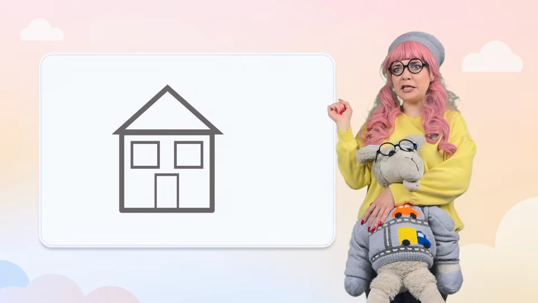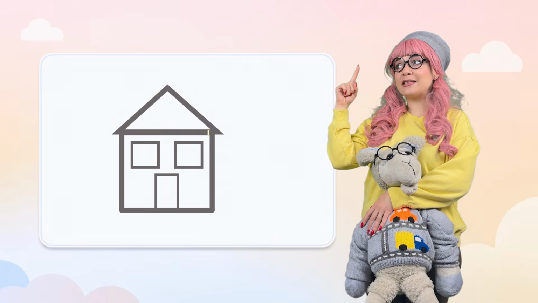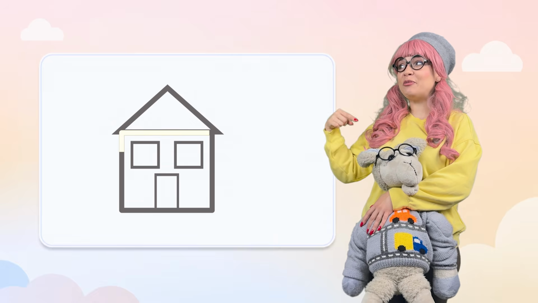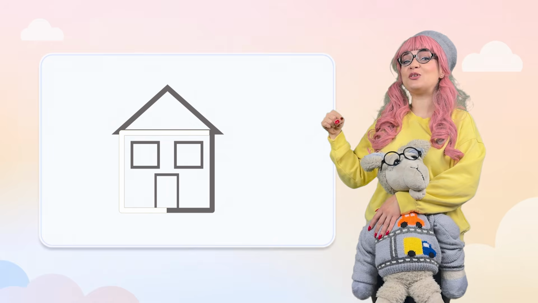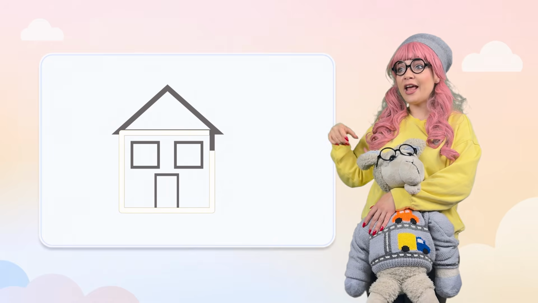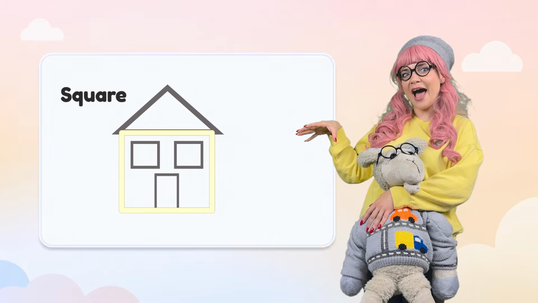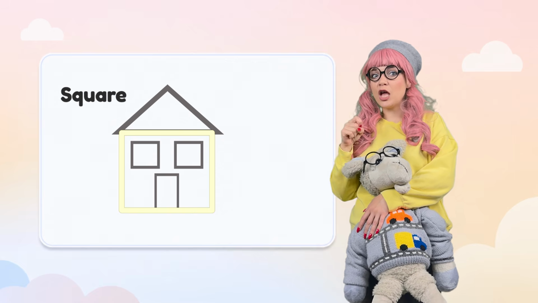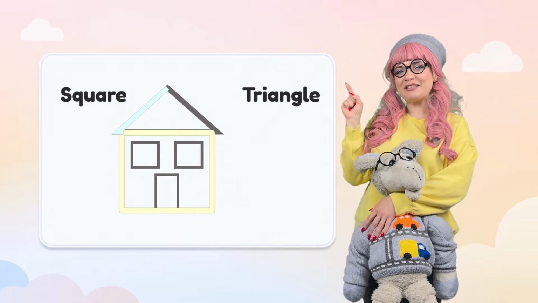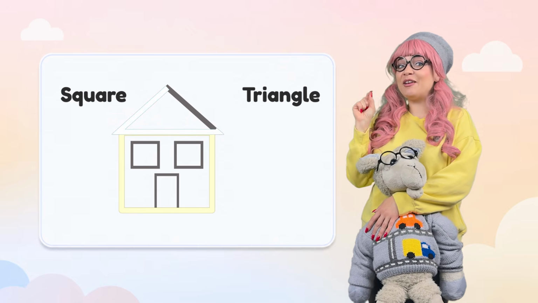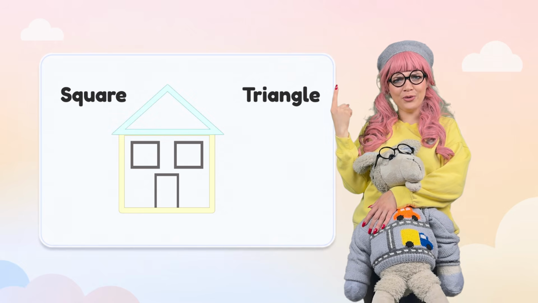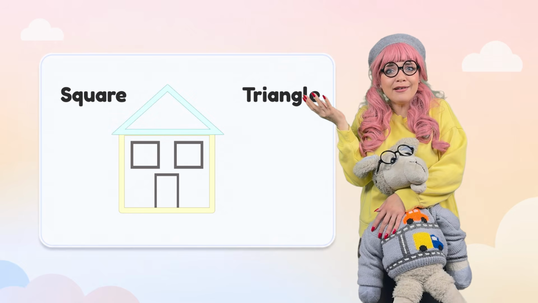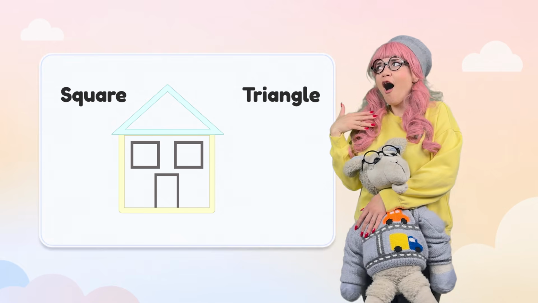Let's see again the entire house. It has a big square, slowly but surely. We have the base of the house. Now let's attach the big triangle. Slowly but surely. We have a roof. And the triangle is the roof.